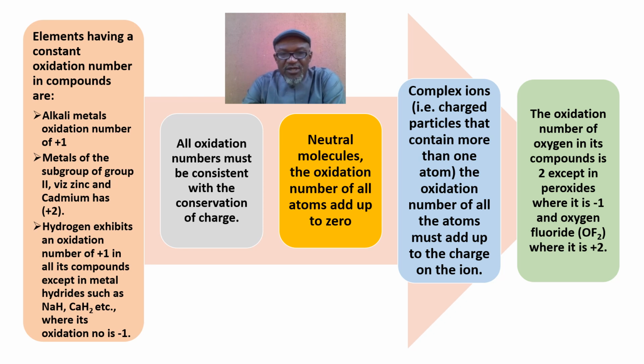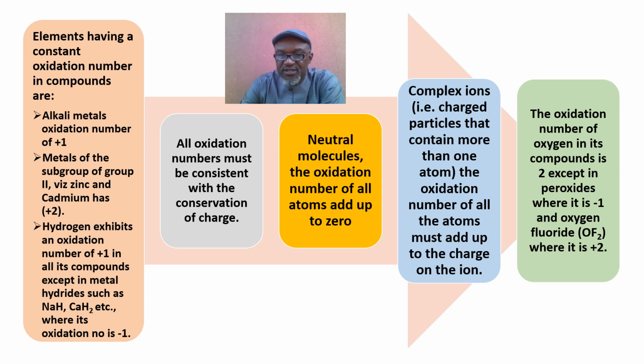So we'll go ahead. For neutral molecules, the oxidation numbers of all atoms must add up to 0. So, for instance, what we said about sodium hydride, sodium has +1, hydrogen has -1, +1 minus 1 is equal to 0 for sodium hydride. That's what we mean. So for every neutral molecule, for instance, sodium chloride, NaCl, the oxidation number of sodium is +1, the oxidation number of chlorine, the chloride there, is -1. So +1 minus 1 will be equal to 0. If it is not 0 for neutral molecules, then whatever calculation you did is wrong.